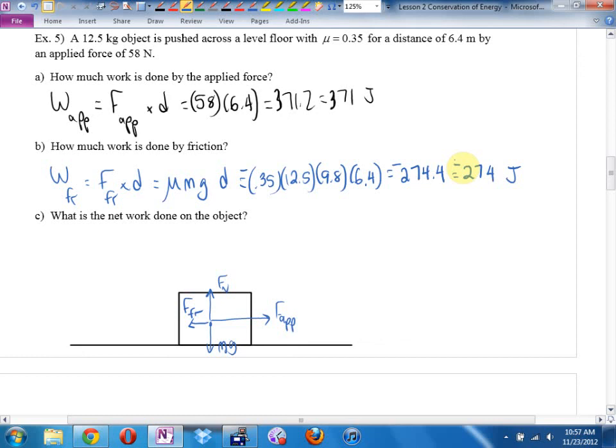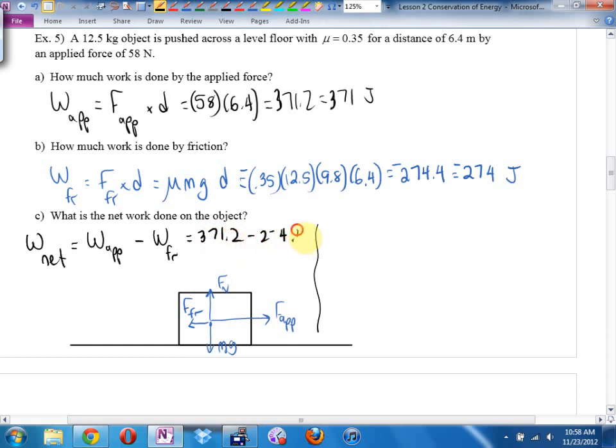What's the net work done on this object? There's two ways to do the net work, so draw a little line down the middle like that. The first way is to simply say the net work is going to be the work done by the applied force take away the work done by friction. It's going to be 371.2 take away 274.4. Now you could say, Mr. Dewick, you said that friction was negative. Okay, if you treat friction negative, it's actually the applied work plus friction. What I'm really saying is it's how much you started with, take away the value of friction.